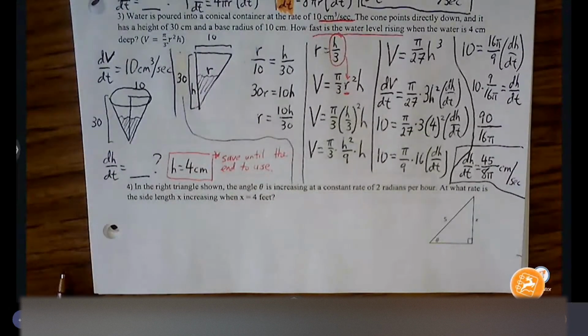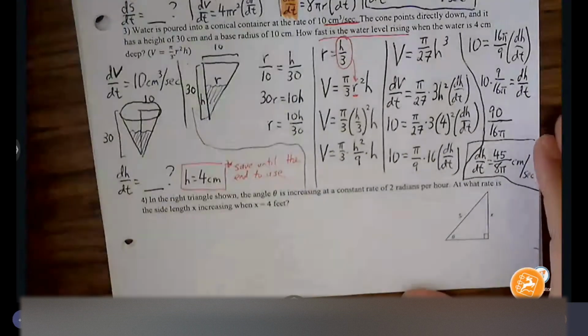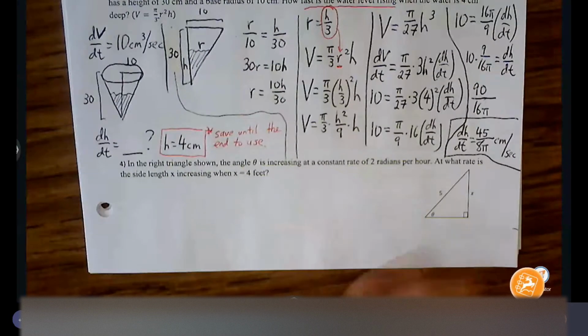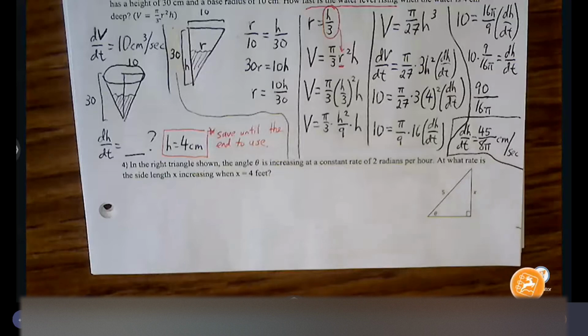So number 4 is related rates for trig. We did this near the end of the semester last year. We did a little trig unit at the end of the semester, and this is one of the topics that we did, related rates involving trig. So let's go through the process, and I want to show you that there's something distinctly different and unique about the way that we approach trig related rates. But first things first, we're going to gather information.